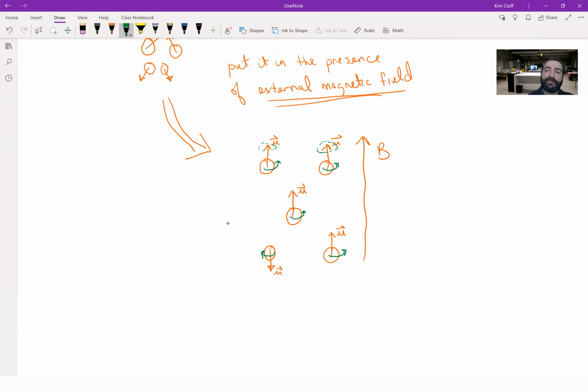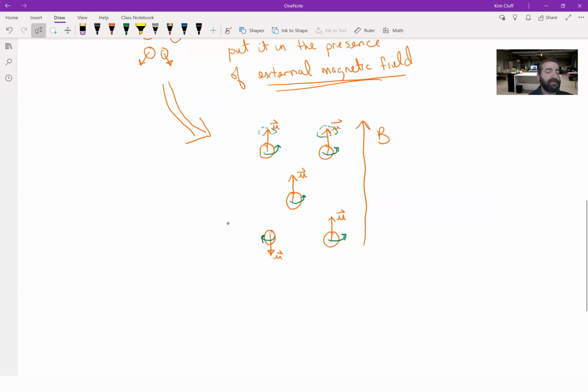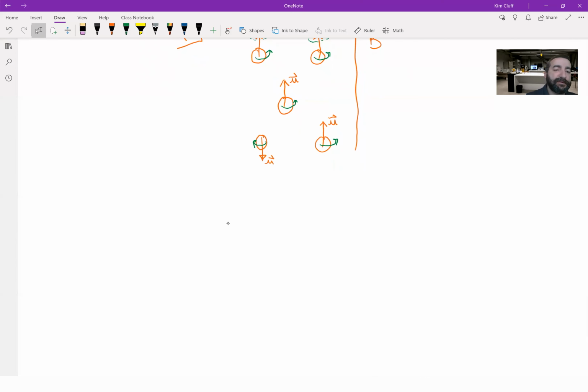So this external B field is pulling them all in a certain direction so that they're all aligning with the external B field. But because they're spinning, they don't align completely to that external B field. Instead, they precess about that B field. So let me write down real quick the definition of precession.